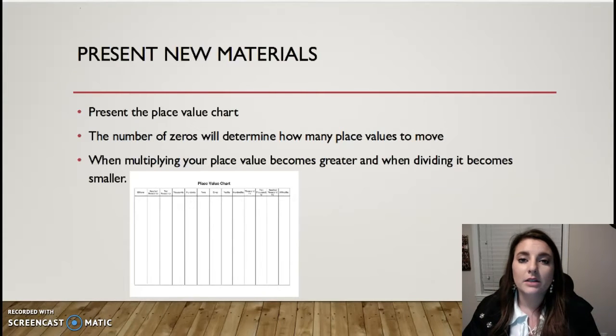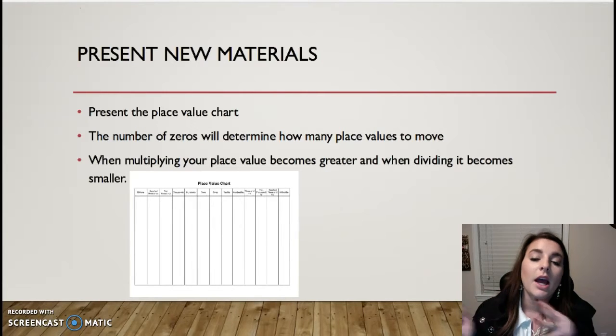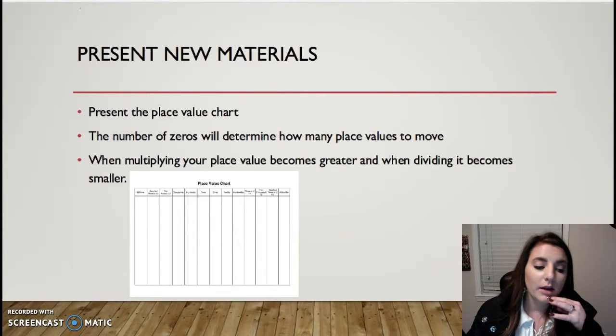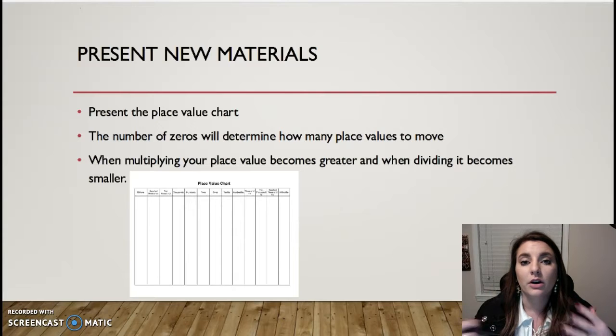Once this is practiced several times on the board, it really is a pretty simple concept to pick up, and students love a place value chart because they are able to see the transition. They're able to see how it's moved by drawing their lines and how it is shifted over to become greater or less by the powers, because that one number, that exponent, will tell you the exact times you need to move your numbers.